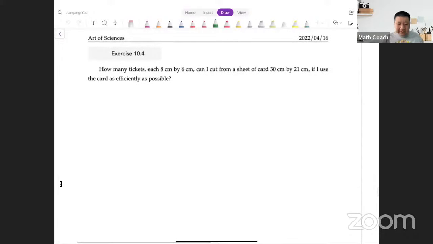Problem 4. How many tickets, each with size 8 centimeters by 6 centimeters, can I cut from a sheet of card 30 centimeters by 21 centimeters if I use the card as efficiently as possible? 62, go ahead. Your answer is wrong. 88, now you have 45 seconds. Yes, from other people, I do get the correct answer from 84.